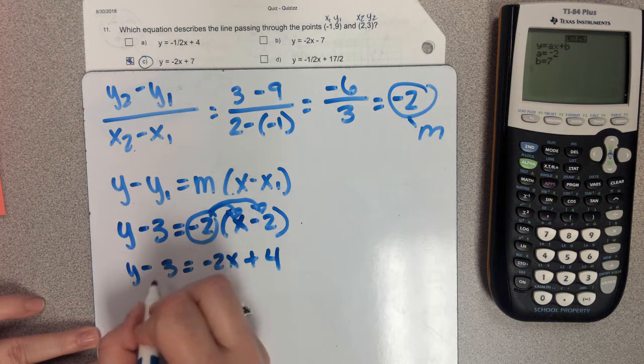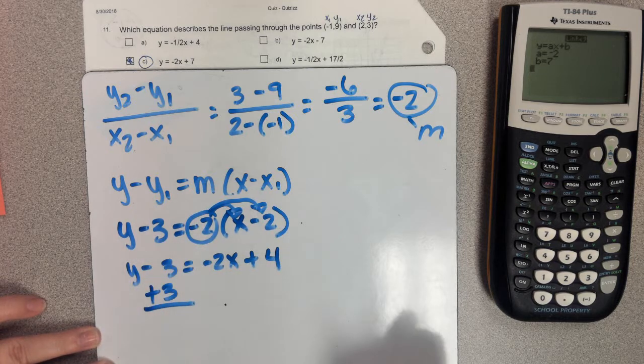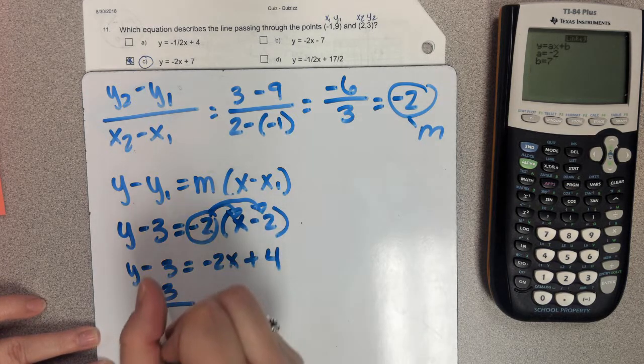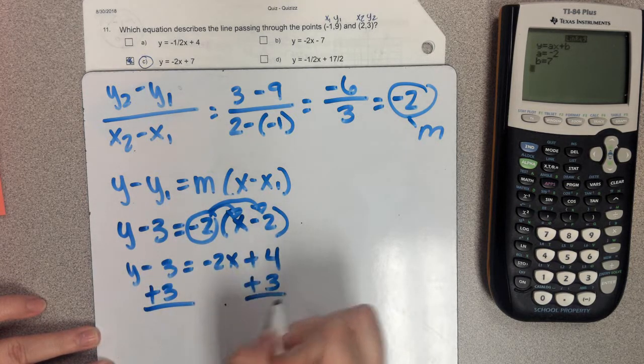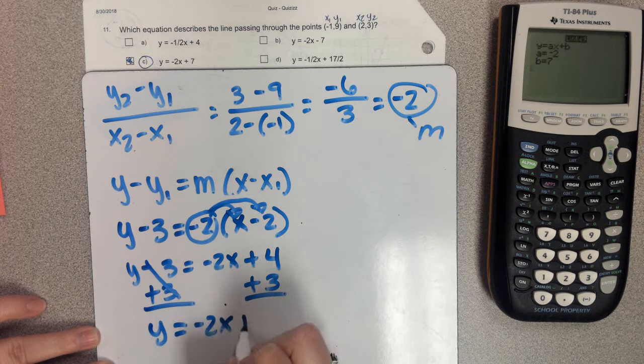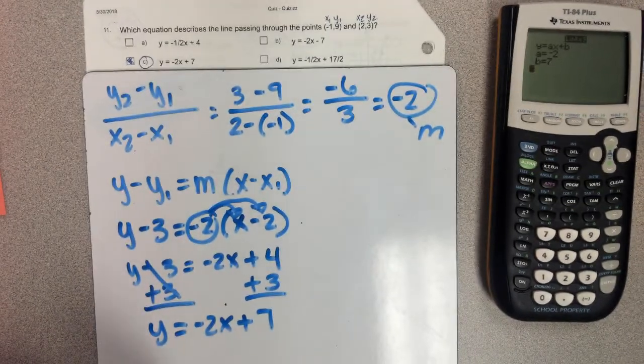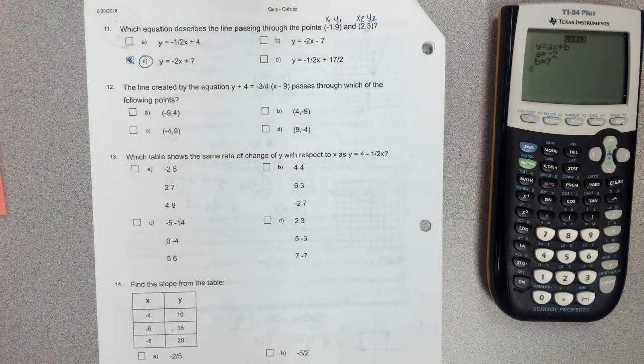Now I'm going to get rid of this negative 3. To get rid of it, I got to add 3. I got to do the opposite. Again, cardinal rule for algebra. What I do to one side, I do to the other. Y is equal to negative 2x plus 7. Again, it doesn't matter which way you do it, you end up with the same result either way. Okay, let's look at number 12.